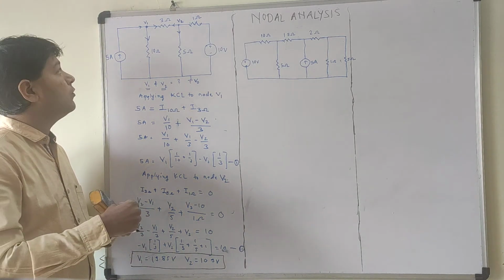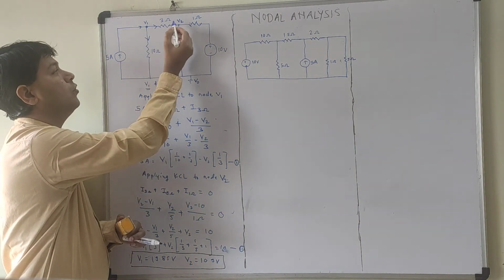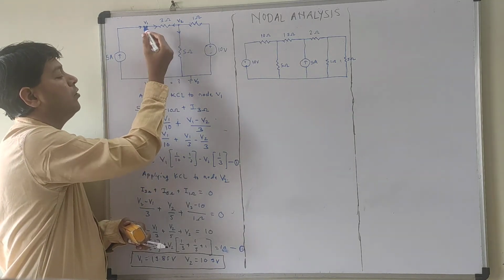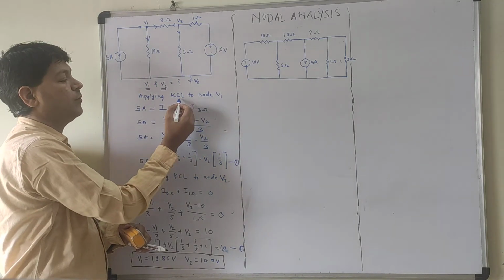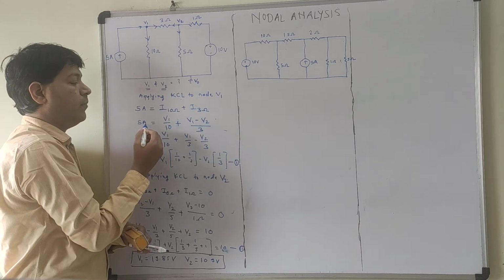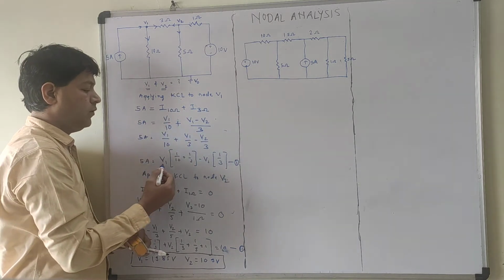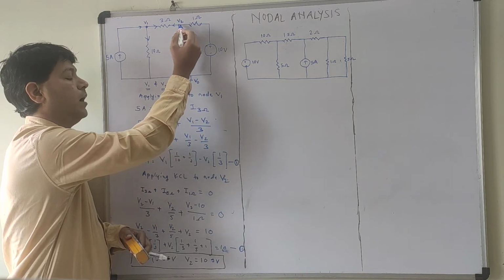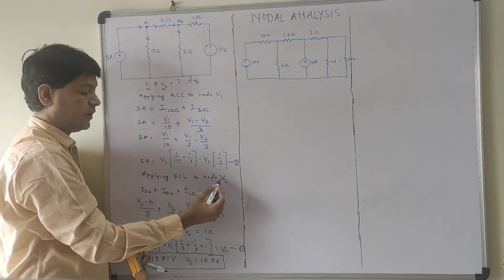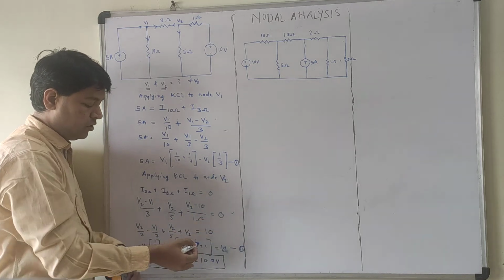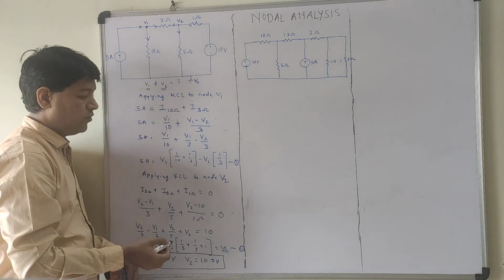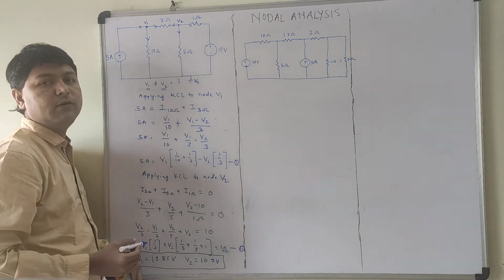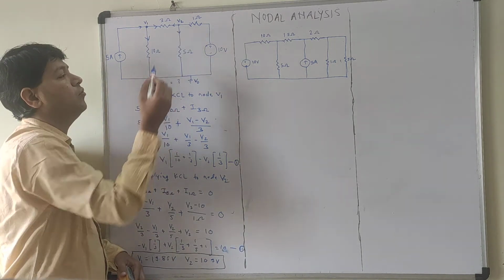What we have done is that we have to identify first of all the nodes V1 and V2. First of all, take one node, that is V1, apply Kirchhoff's current law, and simplify. Now take the second node, apply Kirchhoff's current law to that second node, simplify, and you will get the second equation. When you solve equation 1 and equation 2, you get the values of V1 and V2, that is node 1 and node 2.